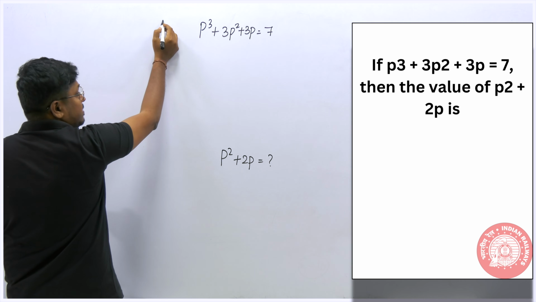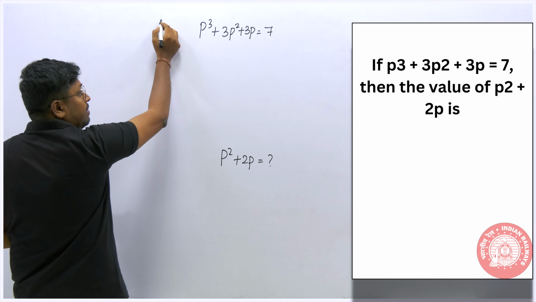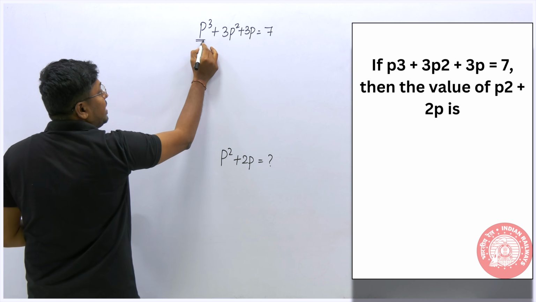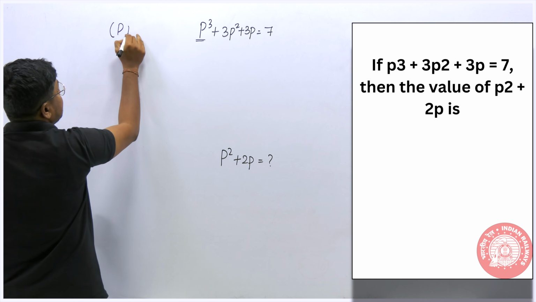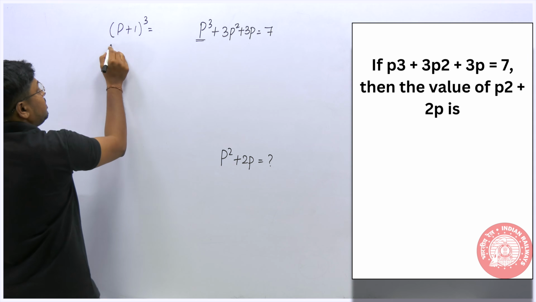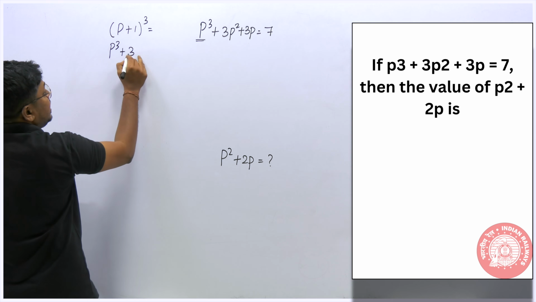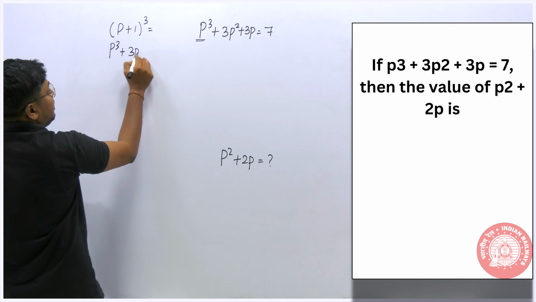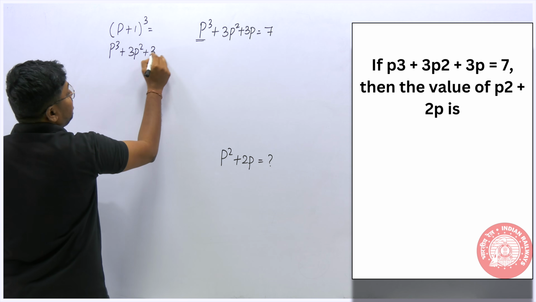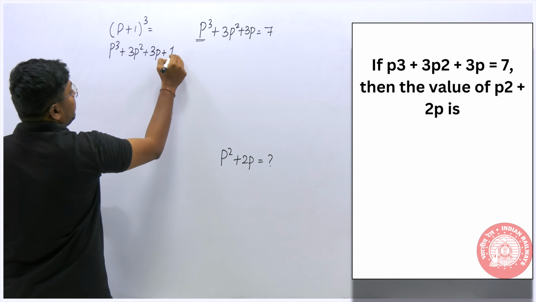Then what is the formula for a plus b the whole cube? A cube plus b cube, right, plus 3a square b plus 3ab square. So now we can say the first is p cube, that means a cube. So this can be written as p plus 1 the whole cube. So friends, understood or not? First is p cube, right? Second is 3a square b, so that will be 3p square. Next is 3ab square, that means 3p, plus b cube. So b cube will be 1.